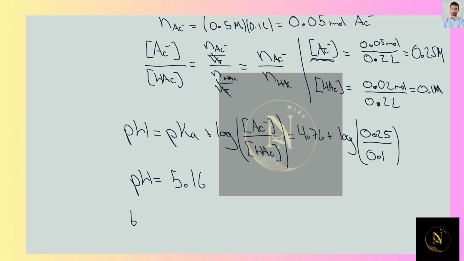Now, in part B, we are going to assume that there's no volume change, but we're going to add 0.01 mole of HCl. Recall that HCl, when it comes into contact with water, H2O, is going to produce the hydronium ion plus Cl minus.